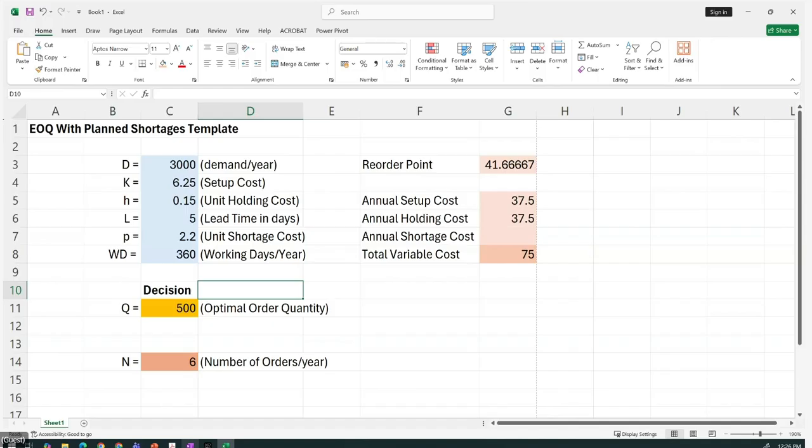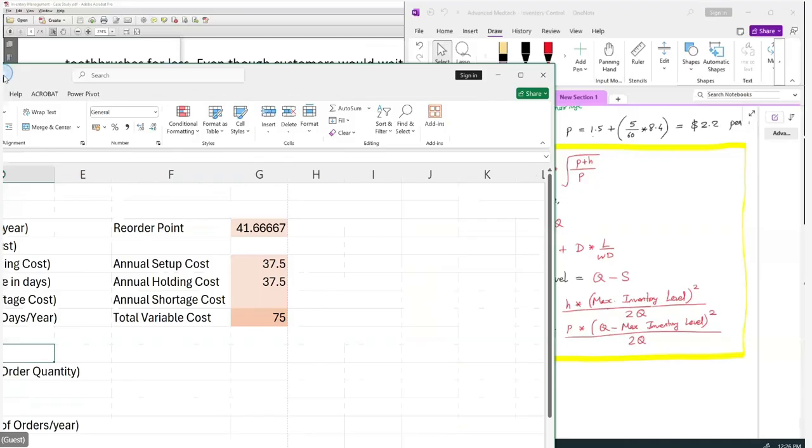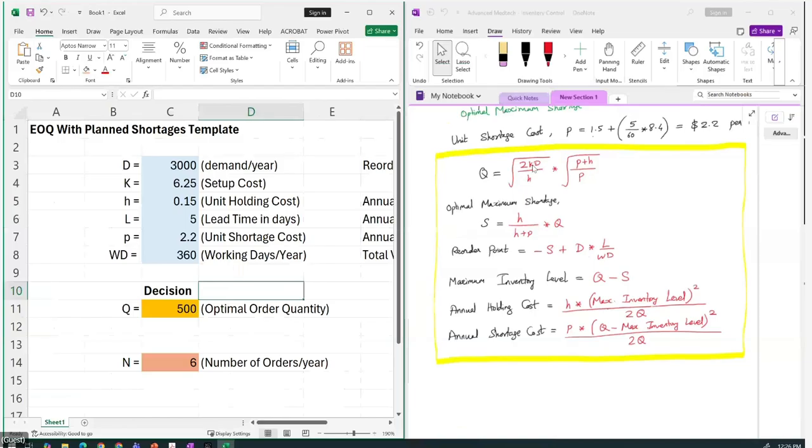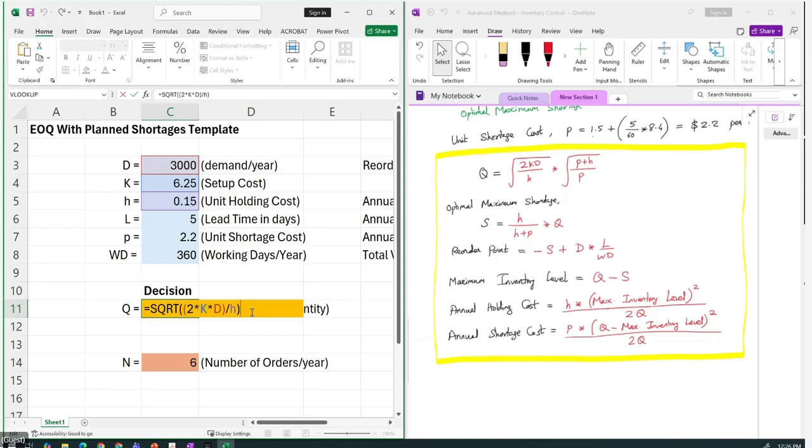Now, let's look at the formula. Look at this. For Q, what should I do? I already have square root of 2 kd by h, right? Now what should I do? I have to change this formula, right? I hope everybody's with me. What are we trying to do? I am trying to reuse my existing template for this scenario, right? So this part remains. What is the new part that I have to add?